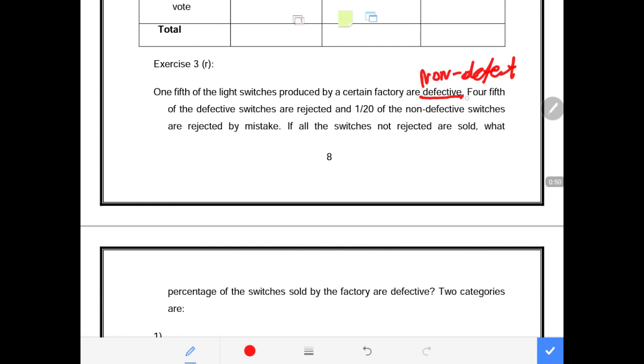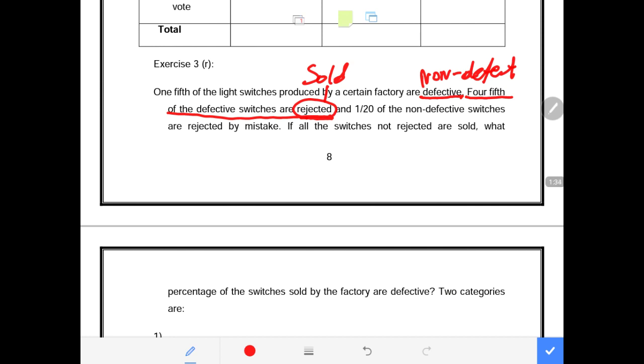And it says 4/5 of the defective switches are rejected. So there are those that are rejected. Remember, we produce these light switches with the intention to sell. So if it says others are rejected, it means others are sold. When you speak of rejection in this case, it means when you sell to the customer, they say, no, I don't want this light switch. So they reject them. If there are those that are rejected by customers, there are those that are not rejected, meaning those that are sold. So that is another two categories to take into account.